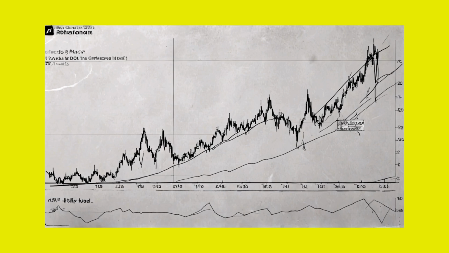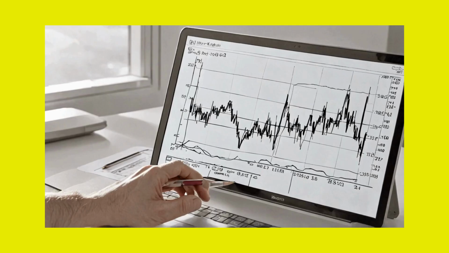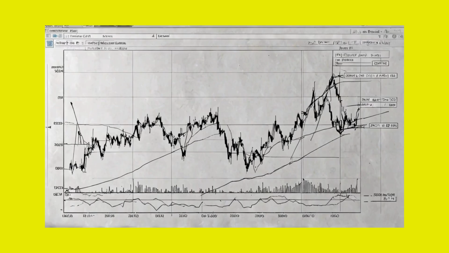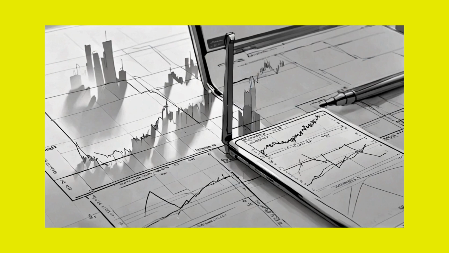Don't be afraid to experiment. Every trader is different. So play around with different moving average periods. Try combining the strategy with other indicators. And most importantly, just keep learning and growing as a trader.